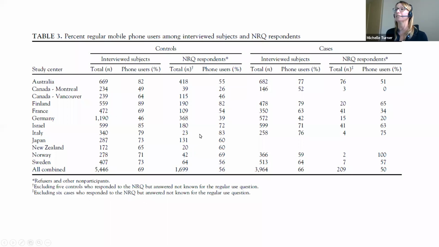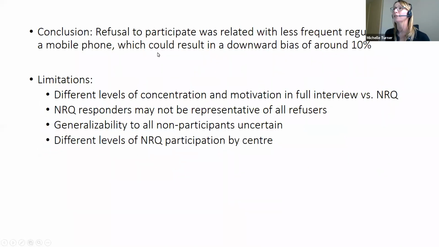So this is really interesting and useful information to have as they're interpreting the results of their analysis. You can do some very simple calculations, and you can estimate that this selection bias in their study would result in a downward bias of about 10% in the odds ratio. So this is really, really useful information for interpretation of their findings.